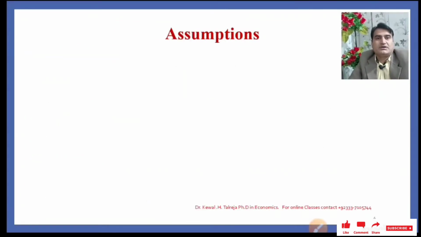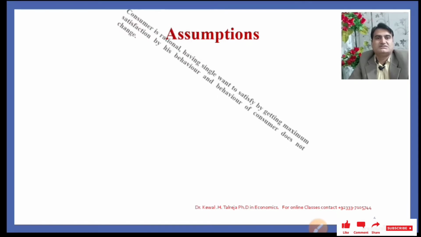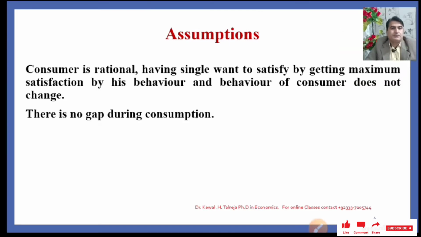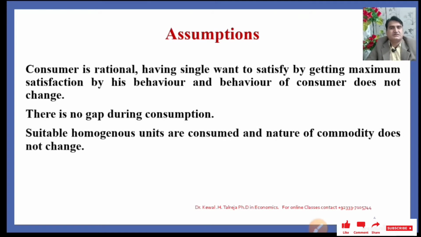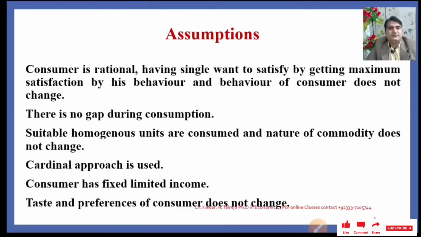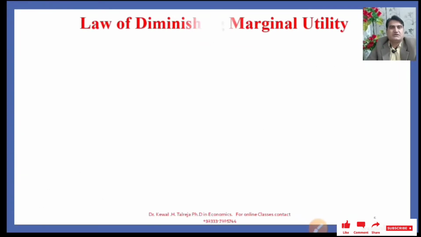Now we are talking about the assumptions on the basis of which the law of diminishing marginal utility functions. This law assumes that the consumer is rational, having a single want to satisfy, getting maximum satisfaction by his behavior, and the behavior of the consumer does not change. There is no gap during consumption, suitable homogeneous units are consumed, and the nature of the commodity does not change. The cardinal approach is used. The consumer has a fixed limited income. The taste and preferences of the consumer do not change. These are the assumptions on the basis of which the law functions.